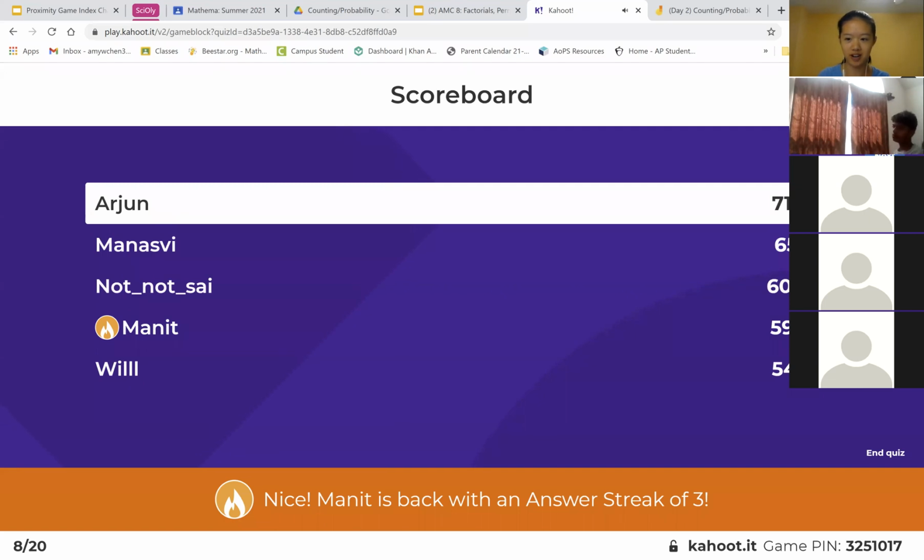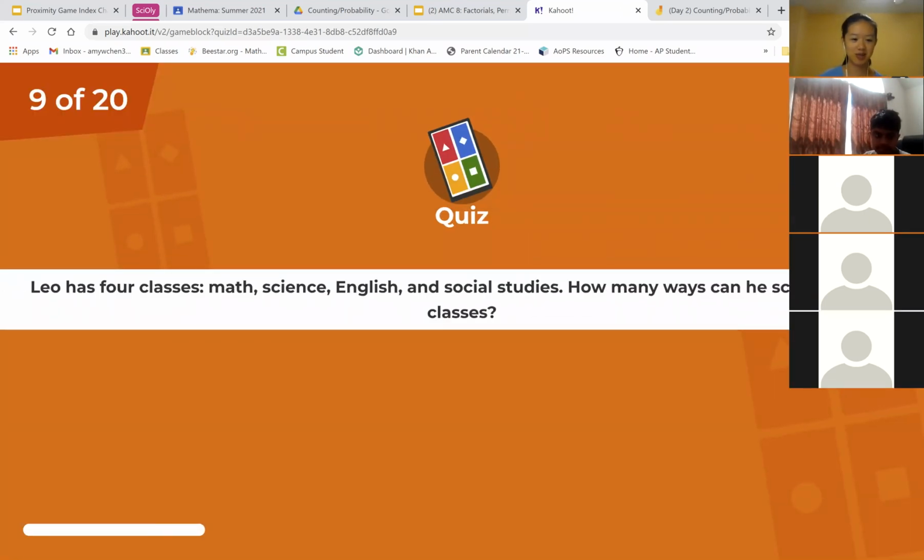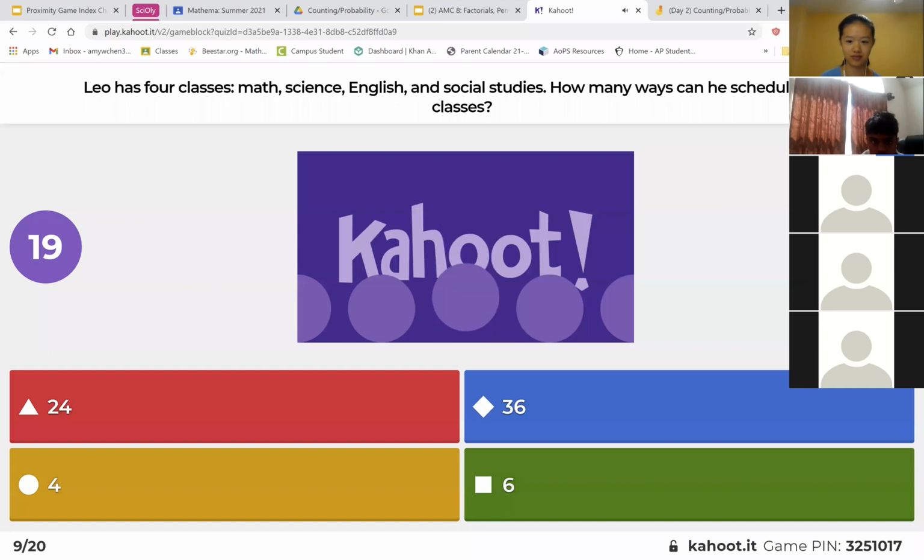Oh, wow. Oh my gosh. That shifted the leaderboard a bunch. Okay, Leo has 4 classes: math, science, English, social studies. How many ways can you schedule 4 classes? Easy.